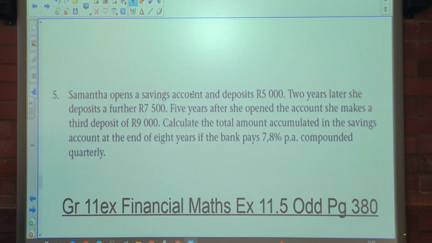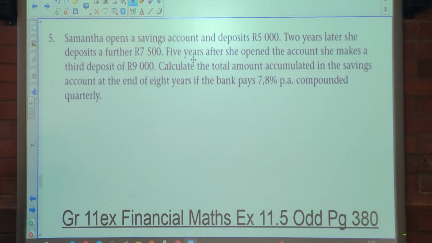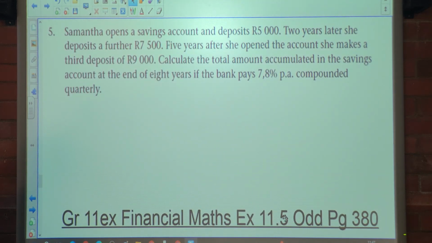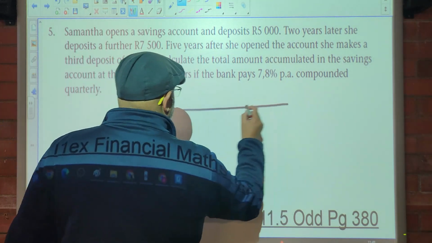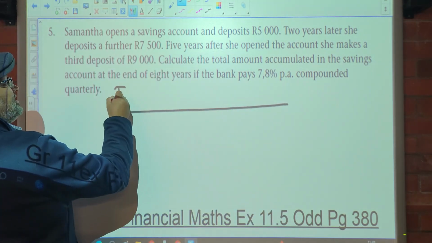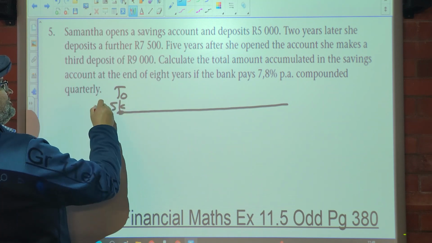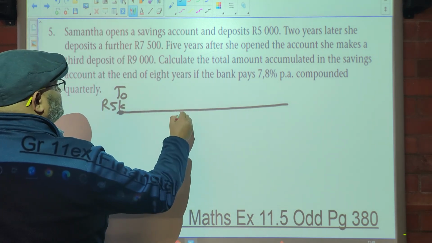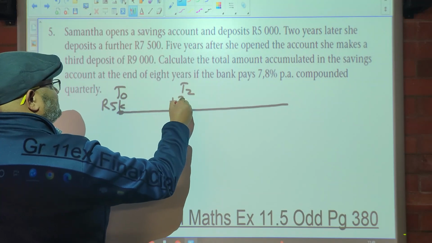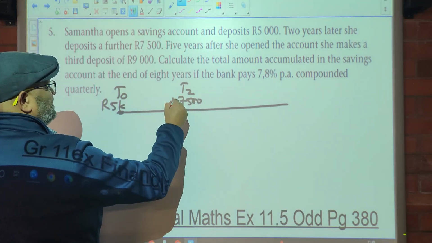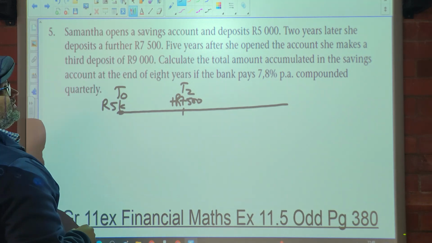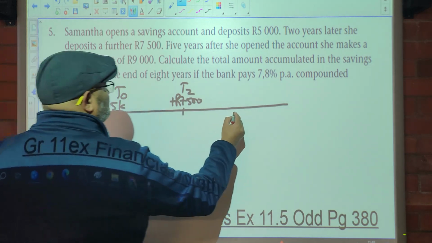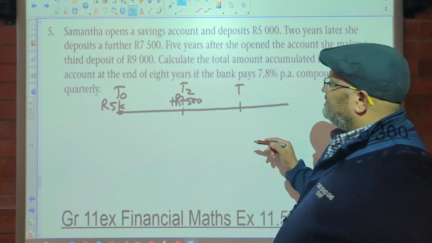Number 5. Samantha opens a savings account and deposits 5,000 Rand. Again, timeline. T0, 5,000 Rand. 2 years later, she deposits a further 7,500, so it takes you to T2 plus 7,500.